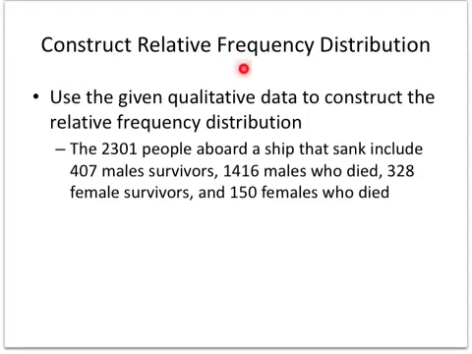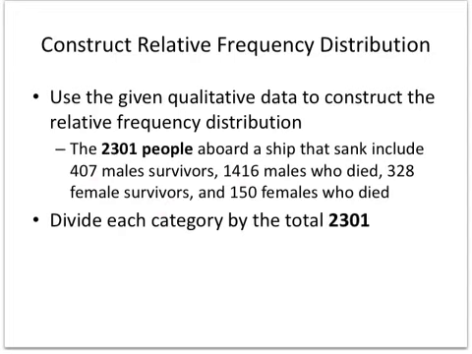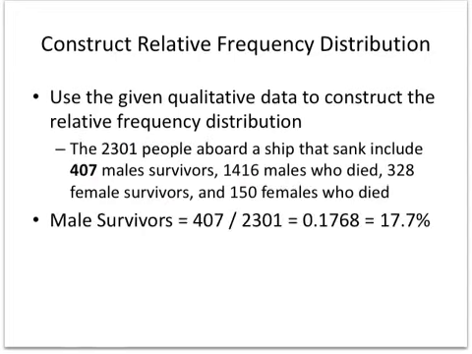All right, construct a relative frequency distribution. Use the given qualitative data to construct the relative frequency distribution. The 2,301 people aboard a ship that sank included 407 male survivors, 1416 males who died, 328 female survivors, and 150 females who died. I'll take each one of these categories and divide by the total. So I take the male survivors, 407, divided by the total. This problem asked you to round to 1 decimal place, so I move my decimal 2 places to the right, and round up if the next value is 5 or greater.